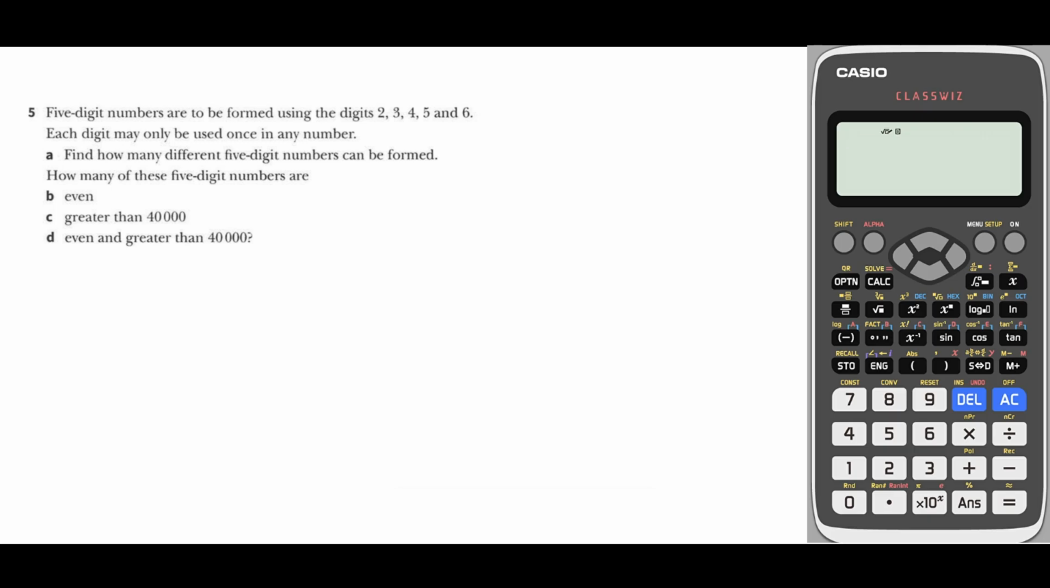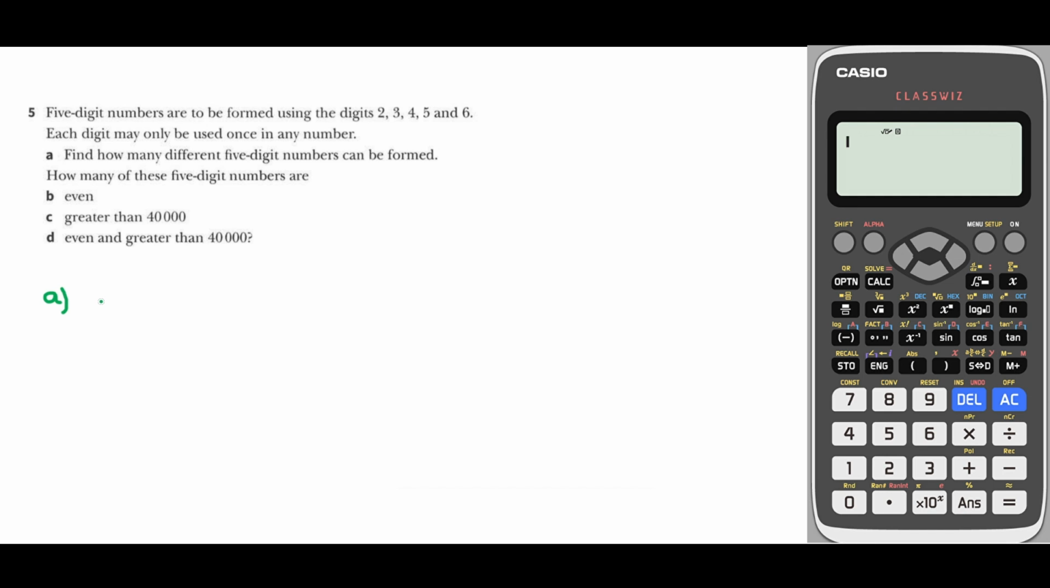This is the solution for additional mathematics, Chapter 10, Permutations and Combinations, Exercise 10.2, Question number 5. Five-digit numbers are to be formed using the digits 2, 3, 4, 5, and 6. Each digit may only be used once in any number. Let's start with Part A. Find how many different five-digit numbers can be formed.